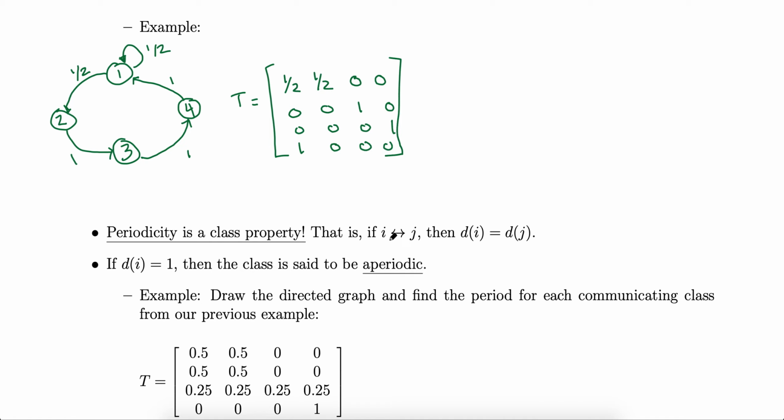So again, maybe pause and think this through for yourself. Find the period of this, and also, hint, there's one communication class, so all i have the same period. So figure out the period. And also think about, do we have any absorbing states here? So pause the video, think about that.